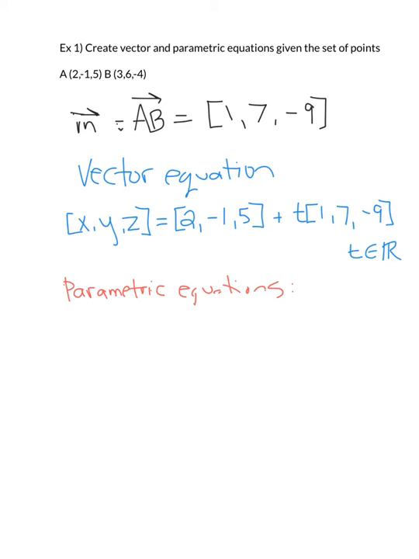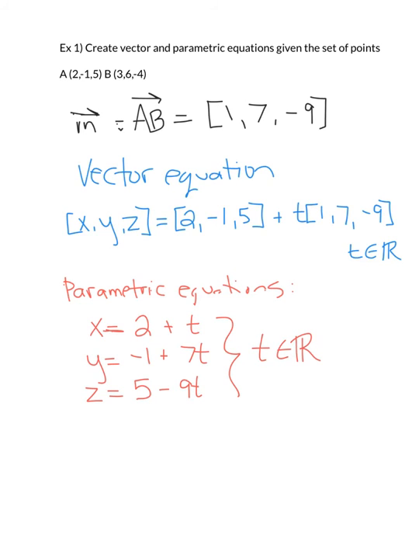So if I'm going to be writing my parametric equations out, I'm just going to be using each component and reading it separately as I go. So x is equal to 2 plus 1t. y is equal to -1 plus 7t. And z is equal to 5 minus 9t. Now again, t is an element of the reals.